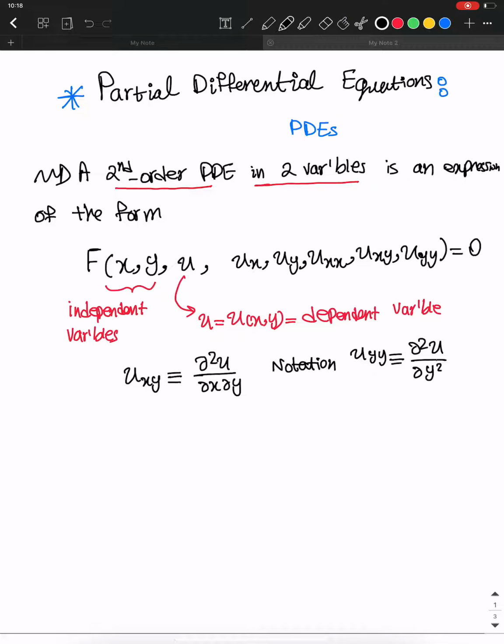And F is generally nonlinear. So it's not necessarily linear, it can be a nonlinear function of these. So we can have a combination of all of these together, like xy, or like ux times uy, something like this. So this can be a nonlinear function.